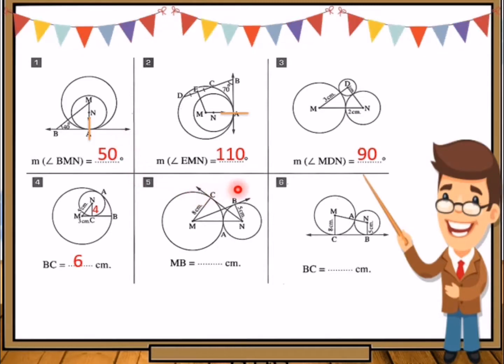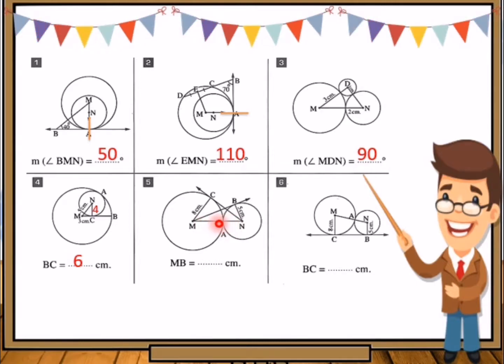Number 5. We want to find the length of side MB. First of all, the radius of the circle N is 5 and M is 8. We can find the distance between the centers because the circles are touching externally, so it equals the sum of radii. So MN equals 13 centimeter.